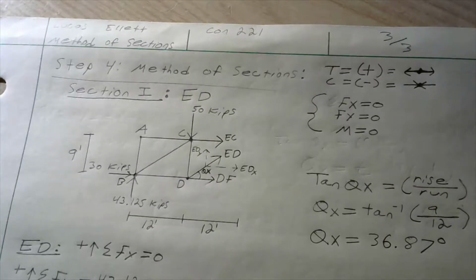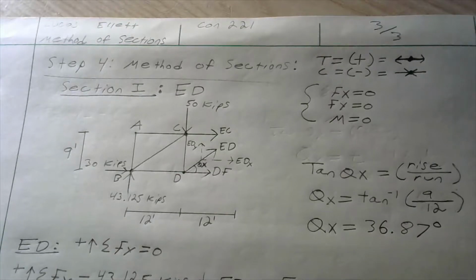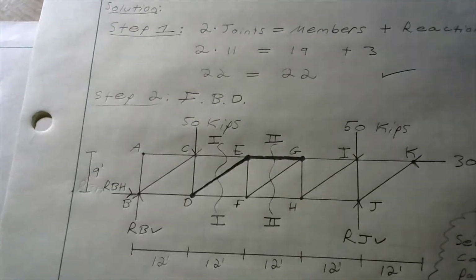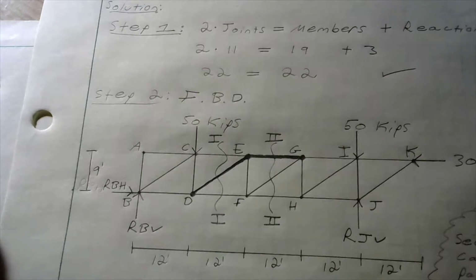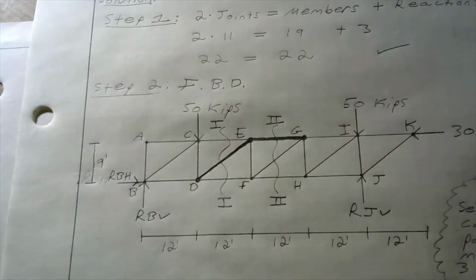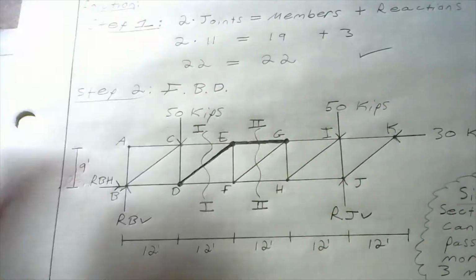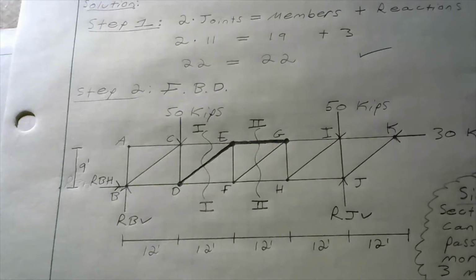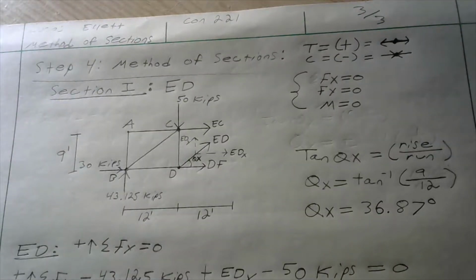Okay, so now we can go into the method of sections, and I'm starting with the first section line that I made to find ED. What you're going to do is either take the left side, which I did in this problem, or take the right side. Either way, as long as you follow the correct process and think through it in a similar way, you'll get the right answer either way you do it. So you can take either side. Just take whatever side looks less complicated. So in this case, I took the left side.